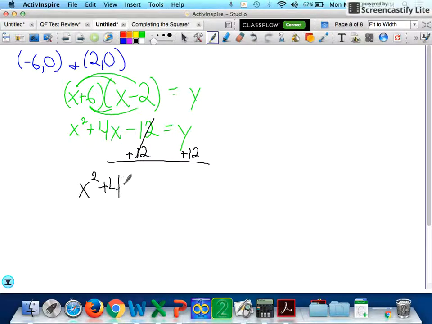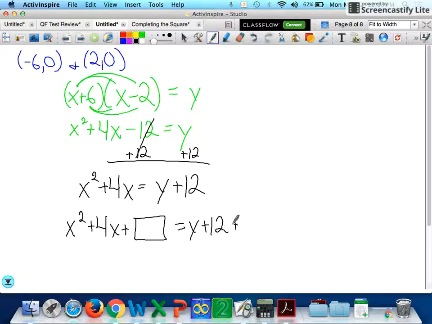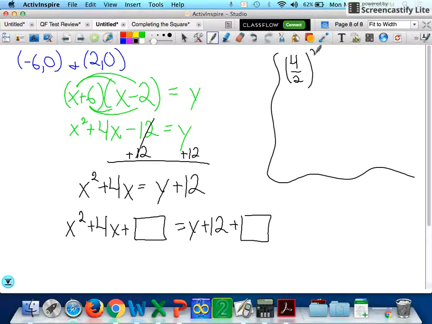X squared plus 4x equals y plus 12. Okay? Next step, we have to make a equal 1. And it already is. It's been a while since we've seen one of these. We've been doing more complicated ones than this. So now we're actually ready to figure out what we need to add to both sides. X squared plus 4x plus blank equals y plus 12 plus blank. Okay? Over here in our scratch work, we need 4 over 2 quantity squared, which is 2 squared, which is 4. That's what's going in the box on the left.